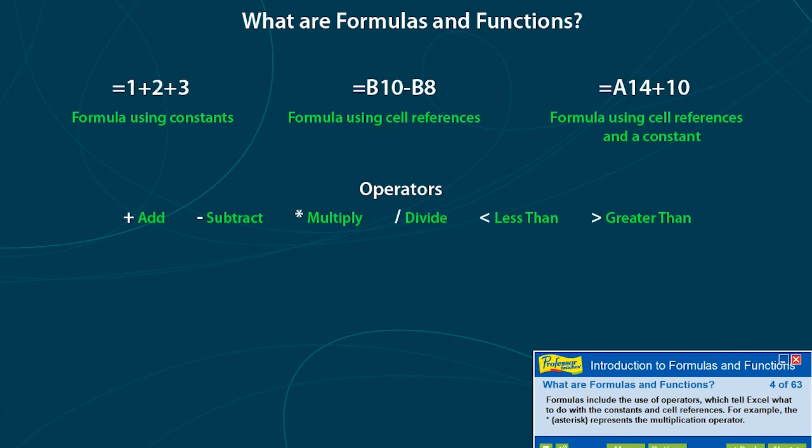Formulas include the use of operators, which tell Excel what to do with the constants and cell references. For example, the asterisk represents the multiplication operator.